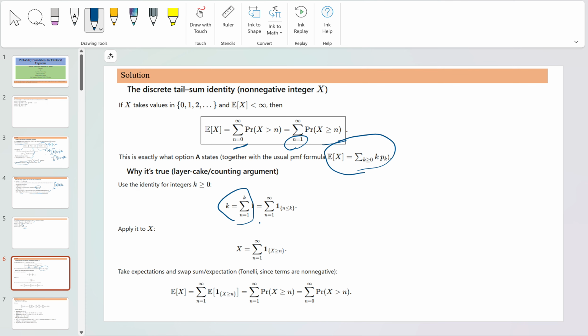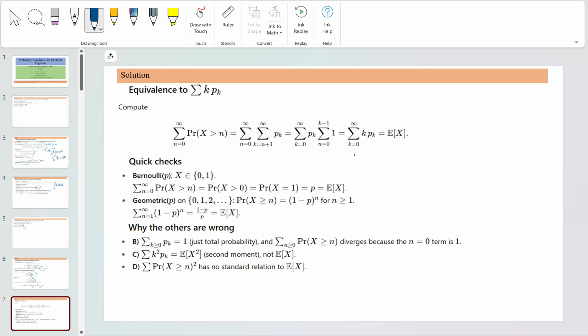We can write k as the sum over n from 1 to infinity of the indicator that n is less than or equal to k, and apply this to X. Then swap the sum with the expectation by the Tonelli principle. So the expectation of the indicator is the probability of X greater than or equal to n, and the sum over n is the sum of probability of X greater than or equal to n. So this gives the sum of k p_k, which is the sum over k from 0 to infinity of p_k times the sum over n from 0 to k minus 1 of 1. Okay, expectation of X.